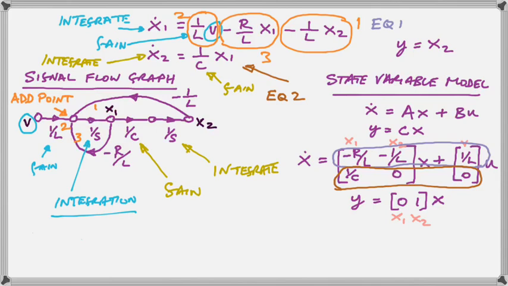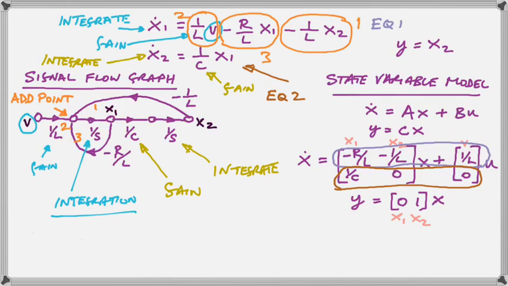So basically, the top row marked equation 1 in light blue shows that we have minus R over L times x1 added to minus 1 over L times x2, and also added to 1 over L V. The U on the right side of the state variable model just means the input, and our input is the voltage V. So that's why I've put a V over the 1 over L. Now when we come down to the second row in brown, which is the second equation, we see that we have no V in there, we have no x2, which is why you see the zeros, and we only have 1 over C in the x1 column.